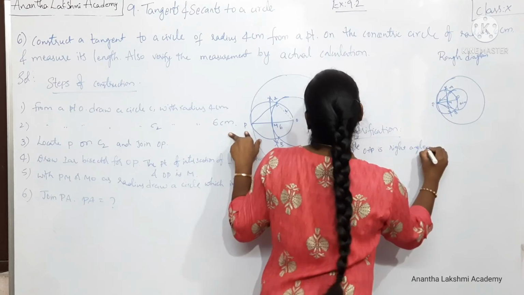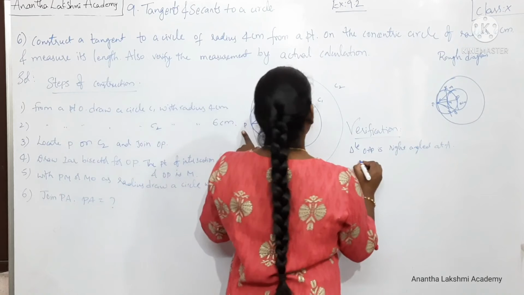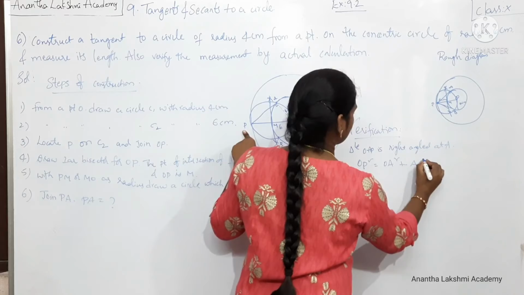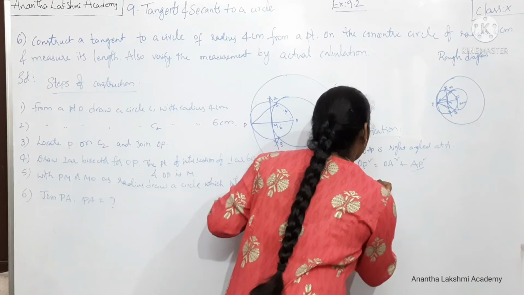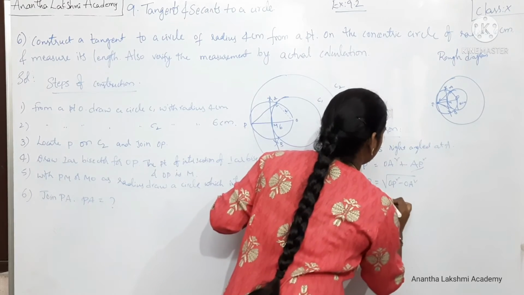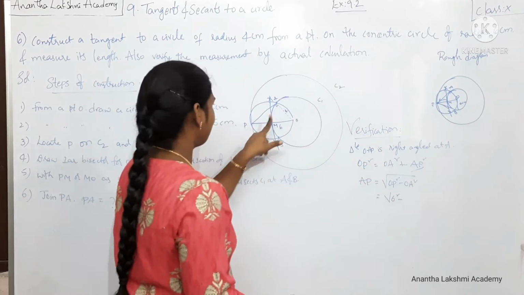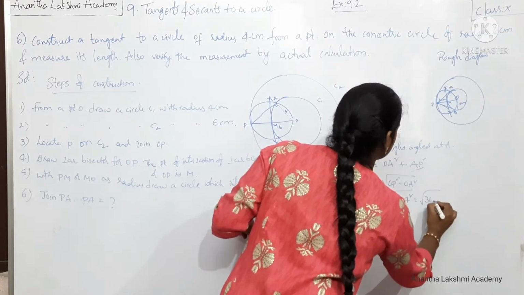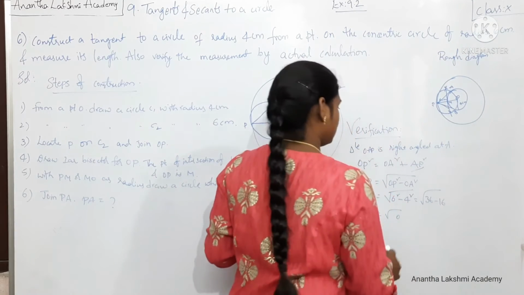Right angle at A. Okay, what is the hypotenuse then? OP square is equal to OA square plus AP square. But AP is what we need to figure out. That is the length of the tangent. So AP or PA is equal to under root of OP square minus OA square. Which is, what is OP? 6 square. What is OA? 4 square. 36 minus 16, which is 20.